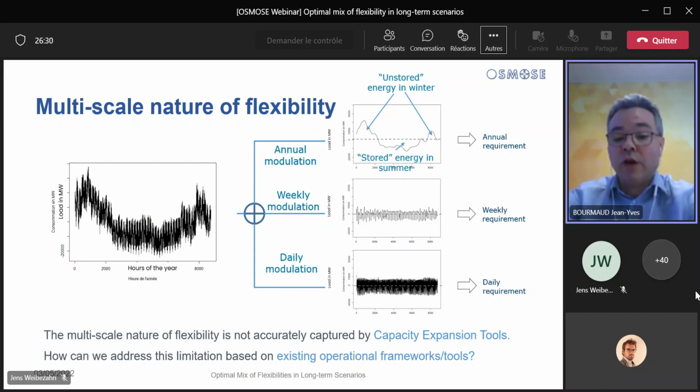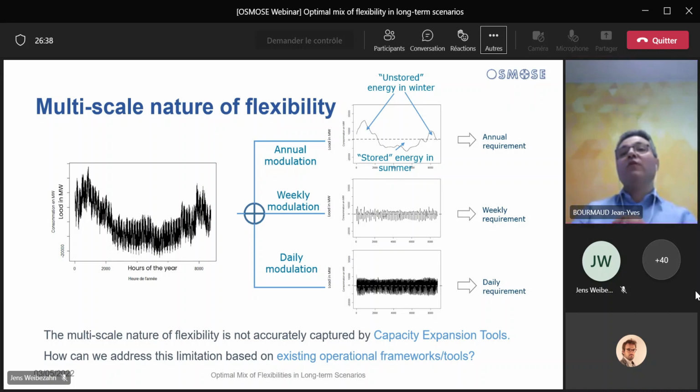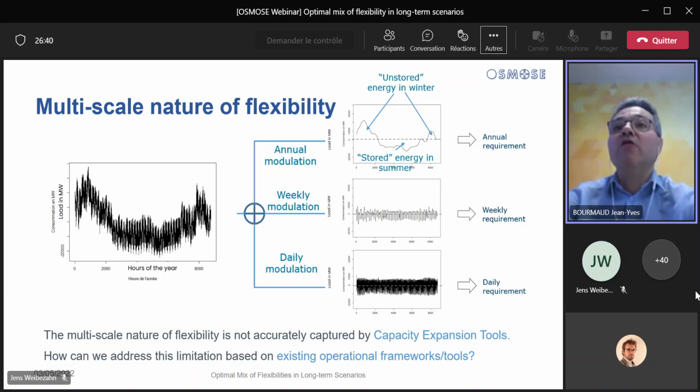Unfortunately, as already underlined by Jens, capacity expansion tools, which are very frequently used to study energy mix planning, do not accurately capture the multi-scale nature of flexibility. In OSMOSE, as mentioned by Jens, two options have been considered to tackle this issue. Here, in this part of the presentation, we will focus on a way to address this limitation based on existing operational framework and tools. The objective is to foster a quick dissemination of the proposed solution by using tools people are already accustomed to.